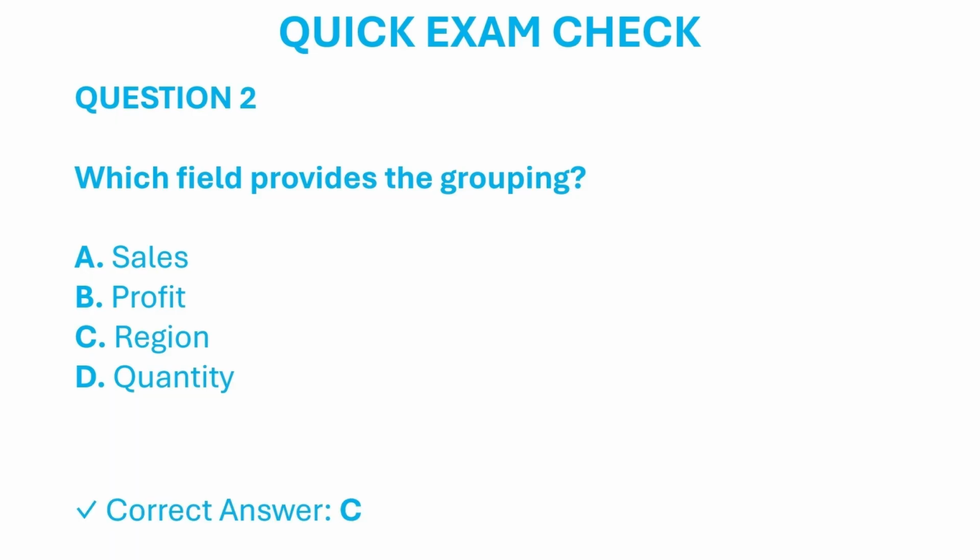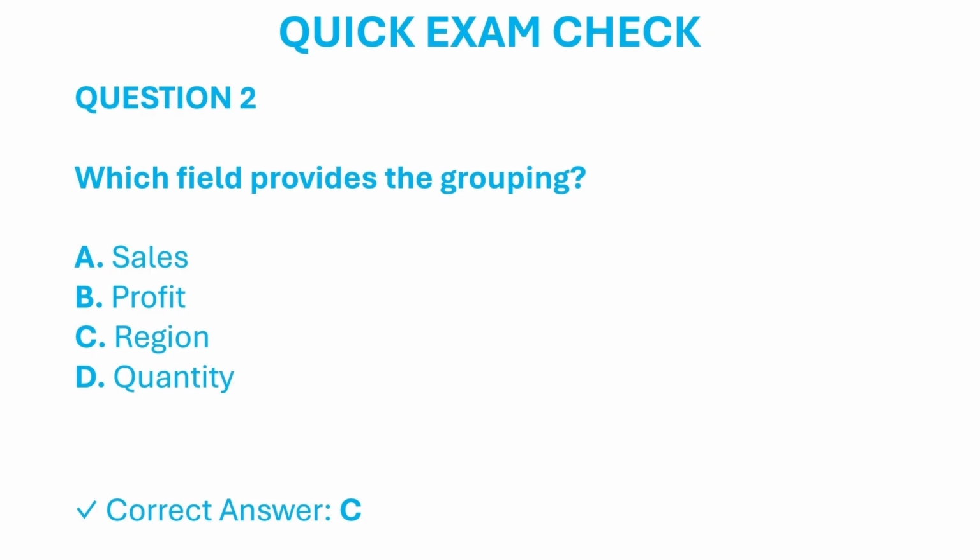The correct answer is C, region. Sales is the measure we are analyzing, while region is the dimension that provides the groups. Tableau can therefore show us sales for Central, East, South, and West. This is an important relationship to remember. The dimensions provide the grouping or context, while the measure provides the value being analyzed.